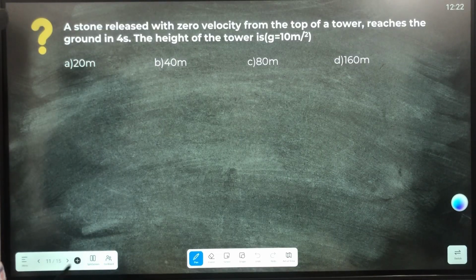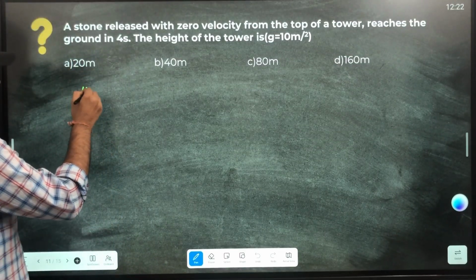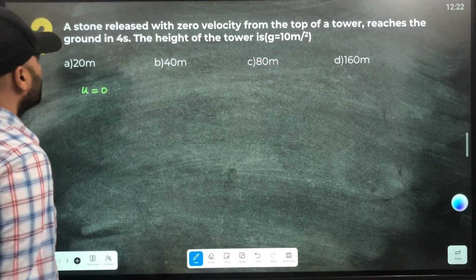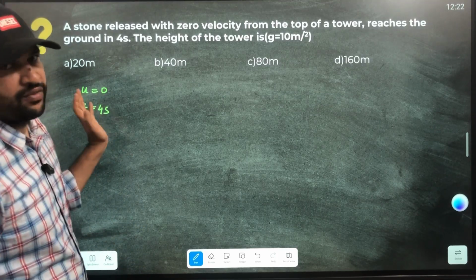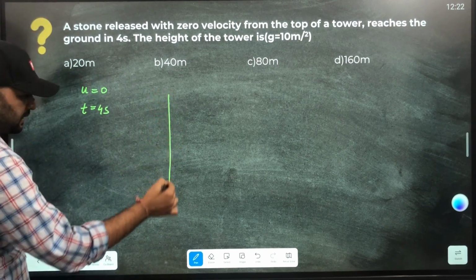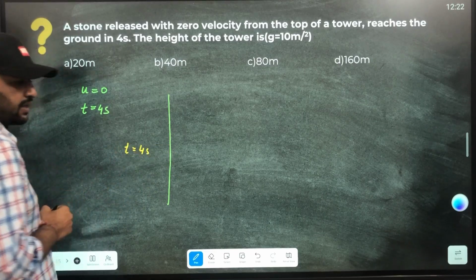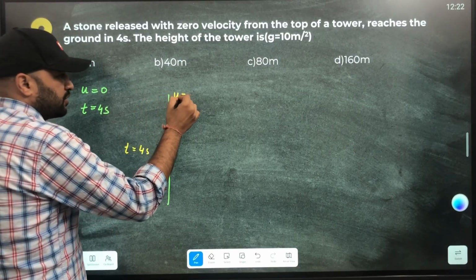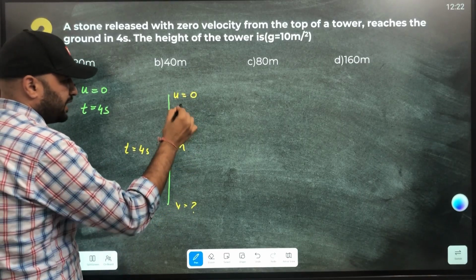A stone is released with zero velocity from the top of the tower. Zero velocity means initial velocity is zero. It reaches the ground in 4 seconds. So time is equal to 4 seconds here. The height of the tower you have to find. Very simple, straightforward problem. So time taken is how much? 4 seconds. Correct. Initial velocity is equal to 0. Final velocity we don't know. We have to look for height.